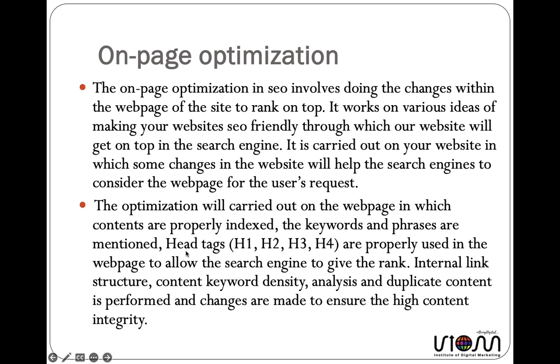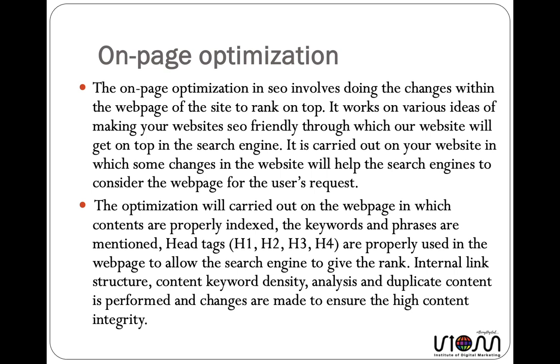Then internal link structure, content keyword density. How much should our content keyword density be? Now in the algorithm, we have seen a little bit, right? Keyword density. How much should it be? How many times can I use my focus keyword? 2 to 3%. So we can only use our keyword 2 to 3%, not more than that.